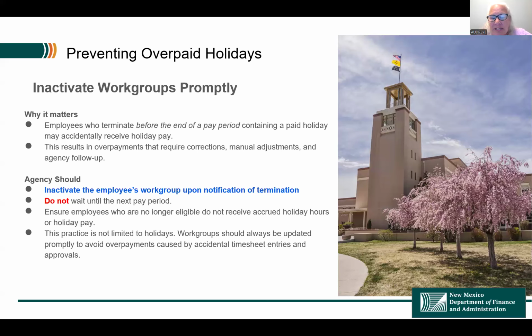This practice is not limited to holidays. Work groups should always be updated promptly to avoid overpayments caused by accidental timesheet entries and approvals. So this is a best practice. It is something that we should just make a habit of doing. As soon as we know that an employee is terminating, we go in and we inactivate the work group on that date of termination to ensure that there is no potential for overpayments that the agency would then have to go back and collect either from their TLV or from the employee directly.